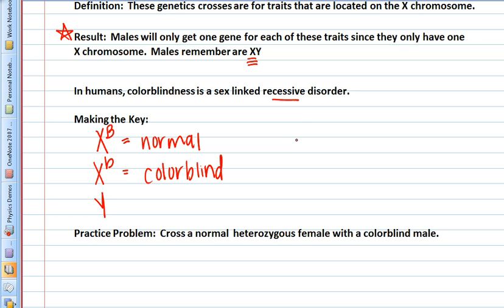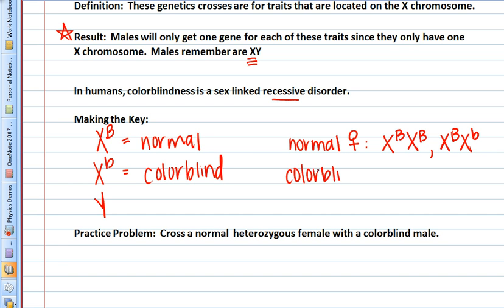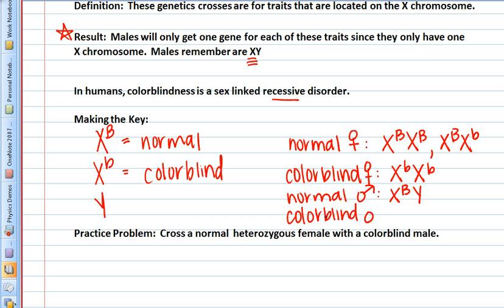Now, a normal female could have either X big B, X big B, or she could be X big B, X little b. A colorblind female is going to have to be X little b, X little b. A normal male is going to be X big B, Y, and a colorblind male is going to be X little b, Y.